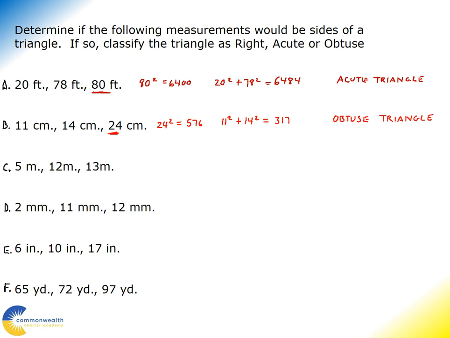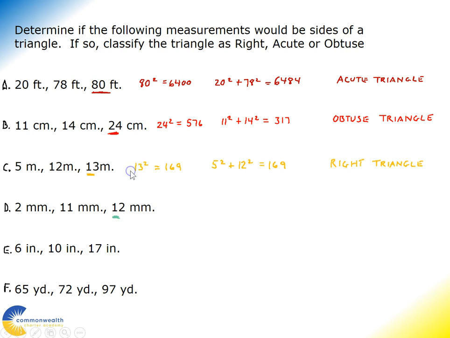5 meters, 12 meters, and 13 meters. Again, I'm focusing on the biggest side. When I square that, I get 169. When I do 5 squared plus 12 squared, I get 169. The Pythagorean theorem is being followed here, so this is a right triangle. I didn't comment before about it being a triangle first, but if it obeys the Pythagorean theorem, it's going to be a triangle as well. If you're using one of the other rules right away, you have to be careful about that.